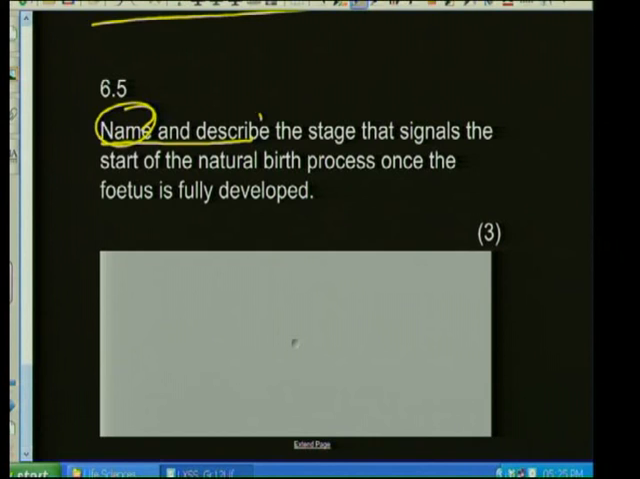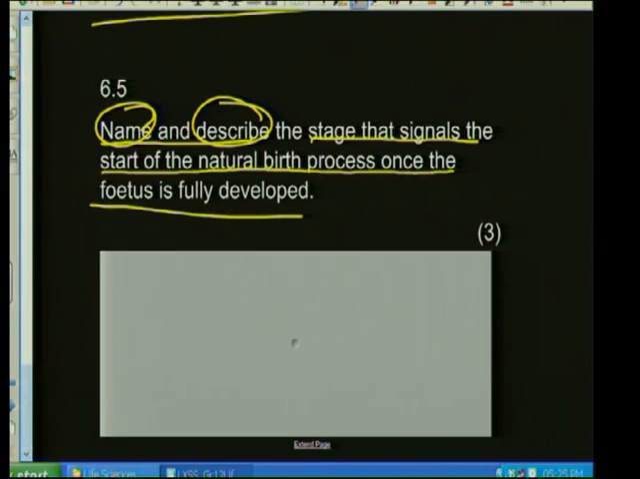6.5, name and describe the stage that signals the start of natural birth process once the fetus is fully developed. So now you needed to think about this. This is now after ovum formation, after fertilization, after implantation, just before the process starts. What is this phase called? And at the same time, describe it. And you should know by now that this is called labor.